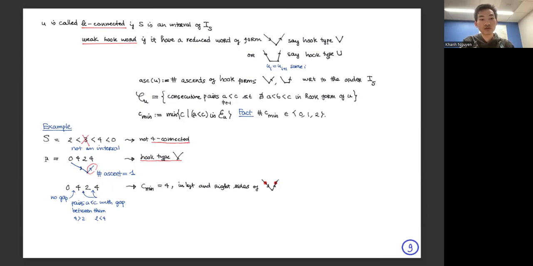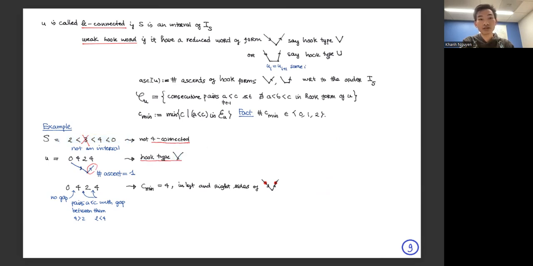So for example, when I choose u equal 4, 0, 4, 2, 4. And now by this order here, you can draw the shape of the word u. So that is 0 decrease to 4 and 4 decrease to 2, and then from 2 we increase to 4. So the shape of the word u in this case is V.